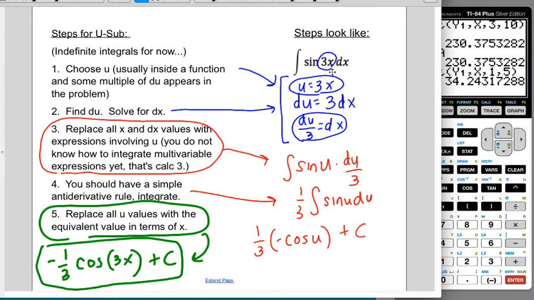Admittedly, sine of 3x probably doesn't look horribly, violently complicated to you, but some of the other integrals that we're going to deal with will look really complicated.